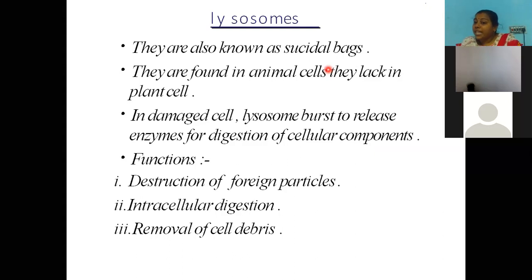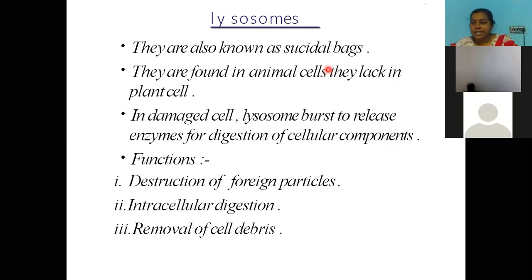But now I am saying about lysosomes. These are the suicidal bags of the cell. Why does this organelle have that name? I'll explain to you in the next slide. They are found in the animal cell. They are lacking in the plant cell. One more important point, lysosomes are present only in the animal cells. These are completely absent in the plant cell. In damaged cells, lysosomes burst to release enzymes for digestion of cellular components. Actually, that is the reason we call these lysosomes as what?